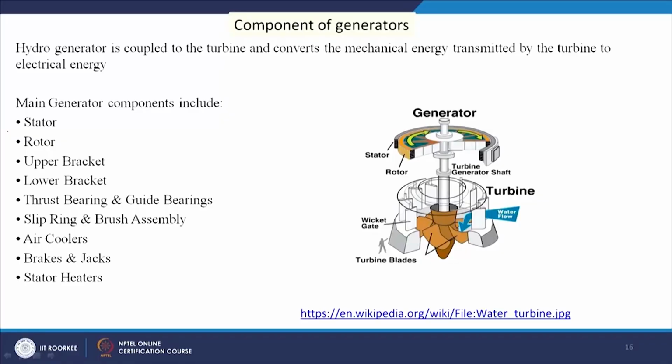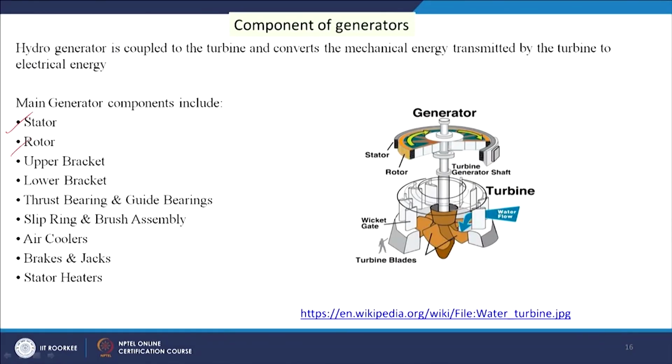And the components of generators, if we see, the major components are the stator, rotor, upper bracket, lower bracket, thrust bearing and guide bearings, the bearings are required, and slip ring and brush assembly, and air coolers, brakes and jacks and stator heaters. So, these are the parts; here is the turbine, and this is the stator and this is the rotor.